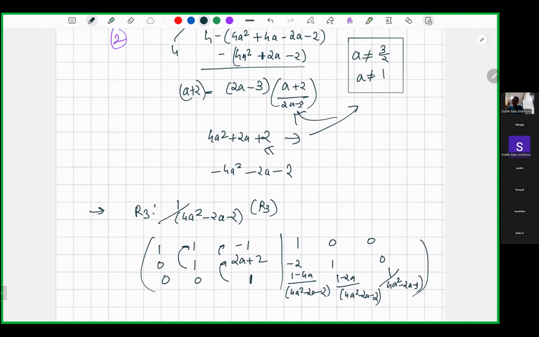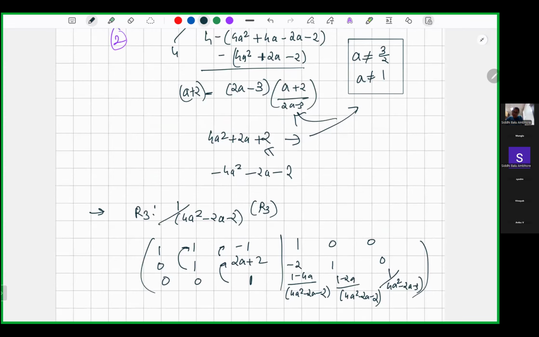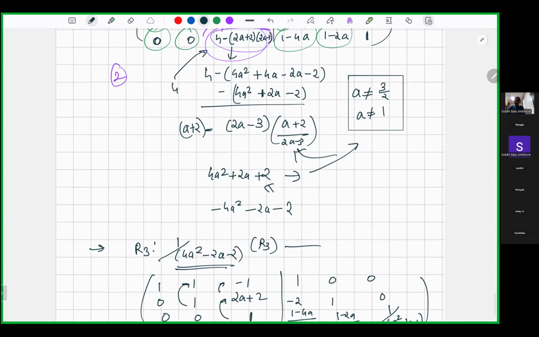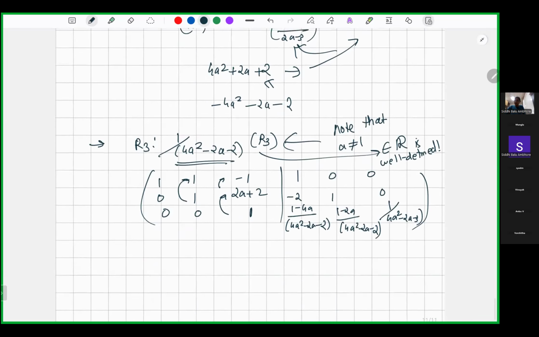But still, if that's the case, a is equal to 1. Yeah, a not equal to 1 is giving me this is non-zero, right? 4a square minus 2a minus 2. So if I put a to be 1 here, this will be 0. So yeah, correct. So note that here that a is not equal to 1. So this belongs to R and is well defined. Okay, so yeah, we are on the right track. Thank you very much.